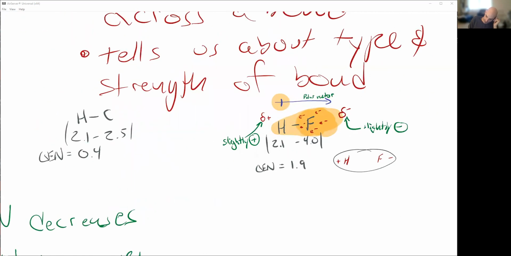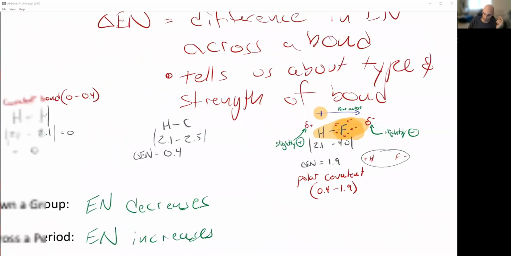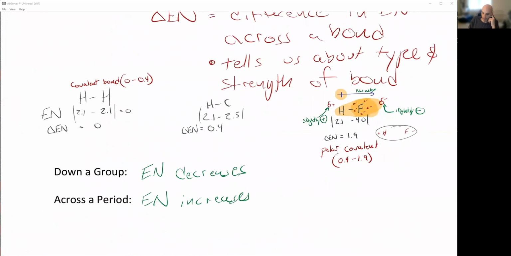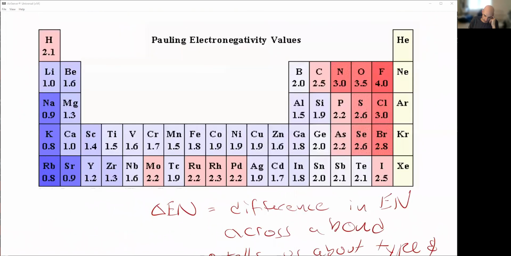In terms of bonds, the 1.9 is called polar, because it has one positive and one negative side. A polar covalent bond occurs between 0.4 and 1.9 differences. So it's really important to understand that's how we use electronegativity.